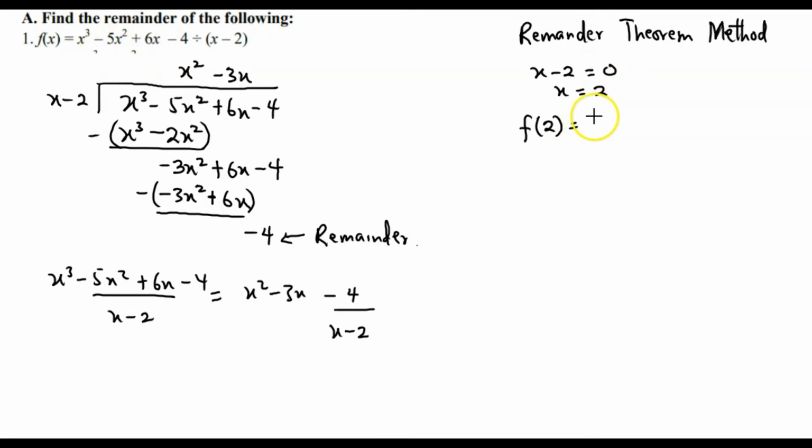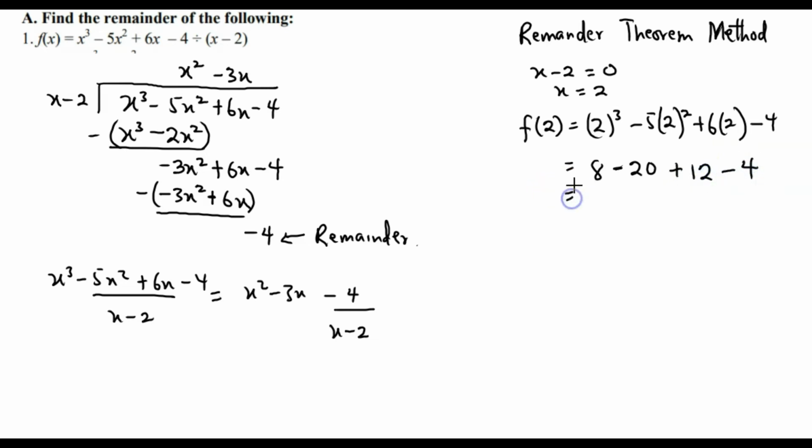Therefore, finding f of 2 for the function, it will be 2 all cubed minus 5 times 2 all squared plus 6 times 2, then minus 4. Simplifying, we are going to obtain 8 minus 5 times 4, which is 20, then plus 6 times 2, giving us 12, then minus 4.